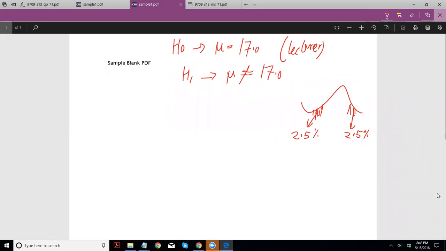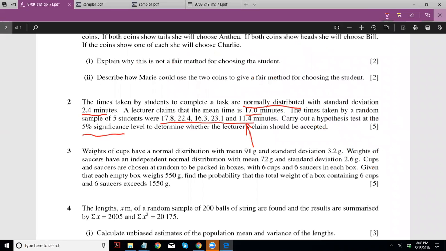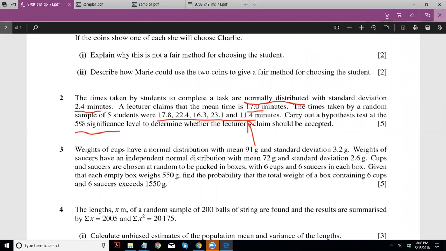Where do you get your x-bar value from? You can get it from the sample of 5 students. You have all of these values, so you just add them: 17.8 plus 22.4 plus the rest, all divided by 5, and that gives you the mean of the sample, which you can use to carry out the test. That mean is coming out to be 18.2. I just added them and divided by 5.